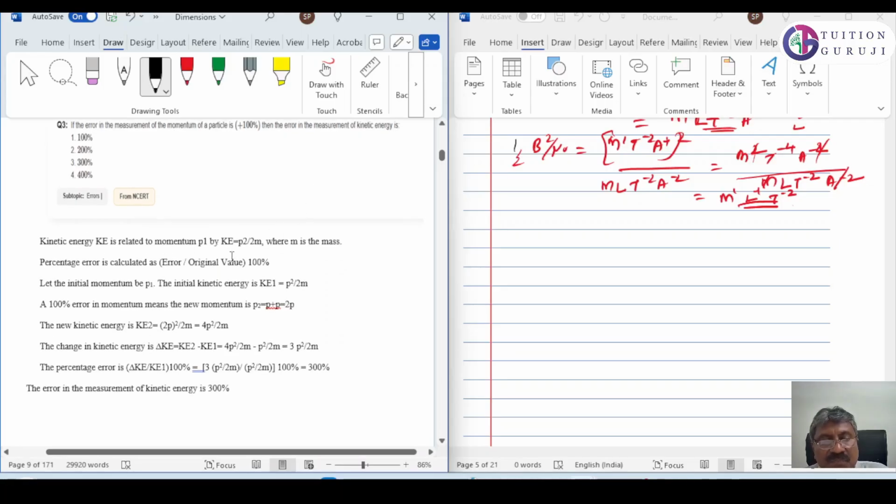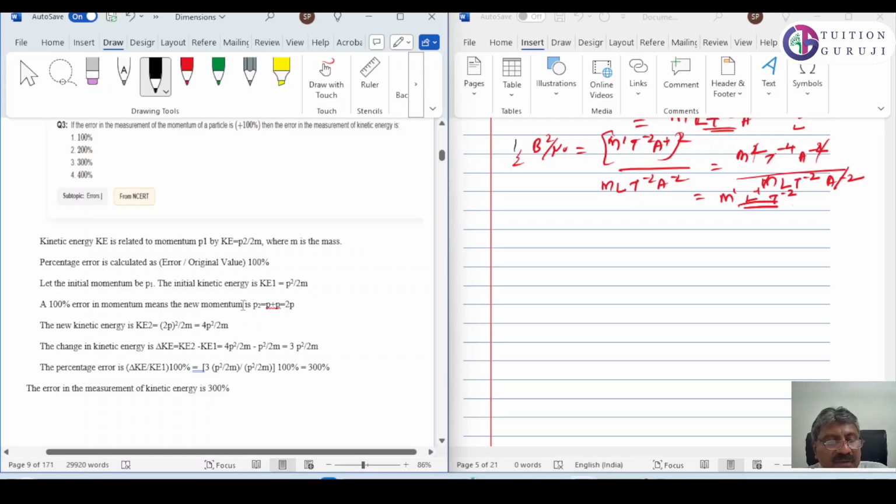Kinetic energy, we know, is given by p square by 2m, where m is the mass and p is the momentum. When the error is 100%, the new momentum will be p plus p, equal to 2p. So if you calculate the kinetic energy, p square by 2m, instead of p we have to use 2p. So it is (2p) square divided by 2m, which is 4p square by 2m.